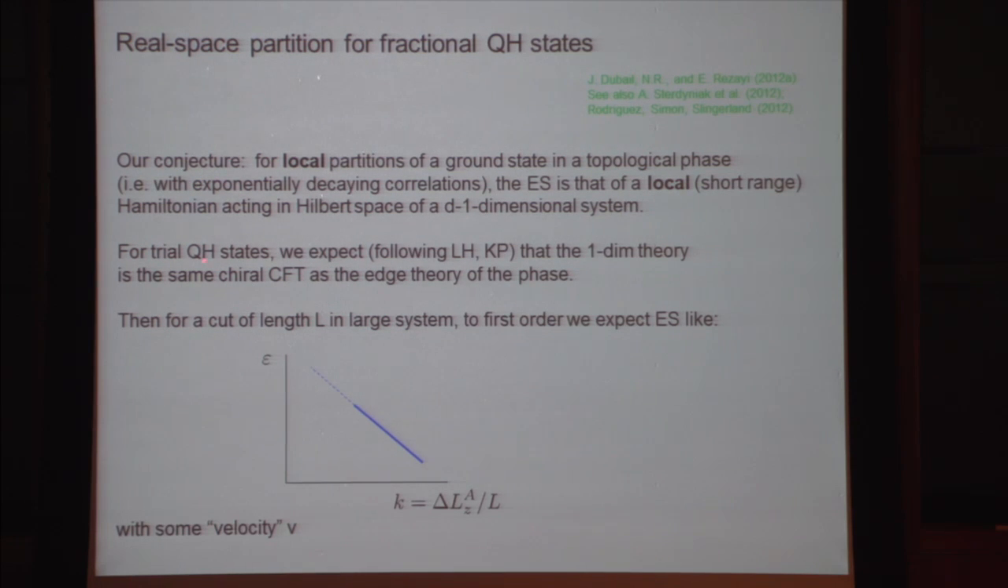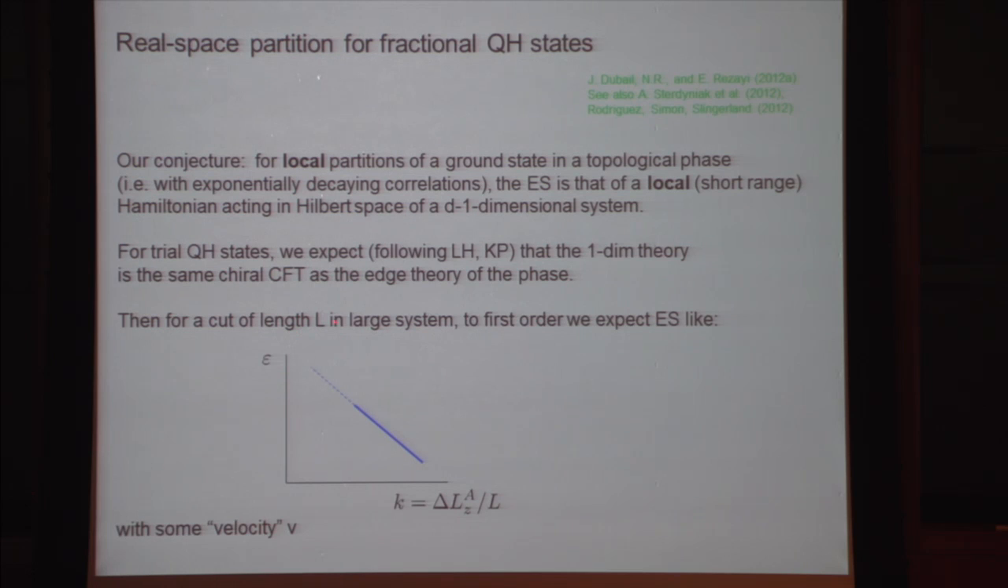Now I want to come to trial quantum Hall states, and now we would expect, following the earlier authors, that the one-dimensional theory I want to use is just the chiral CFT of the edge theory. Now, I guess when we did this, we were a little naive. We didn't think about the reconstruction kind of idea, so it's not so totally universal. But this is the expectation, maybe somewhat naive.